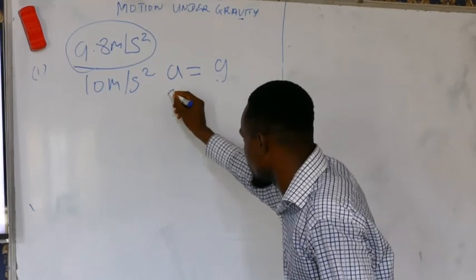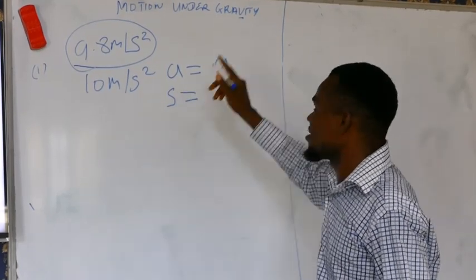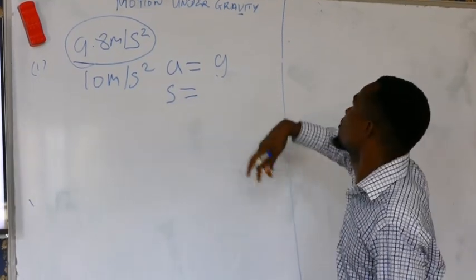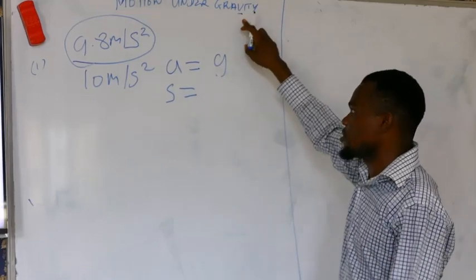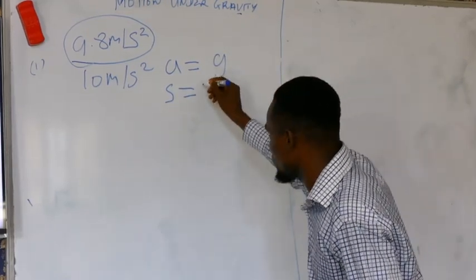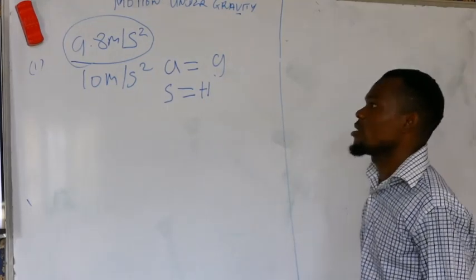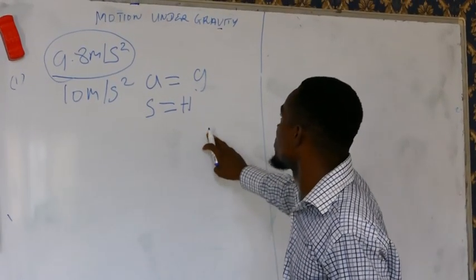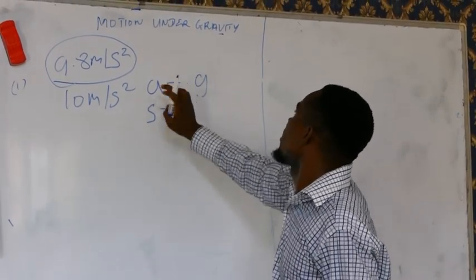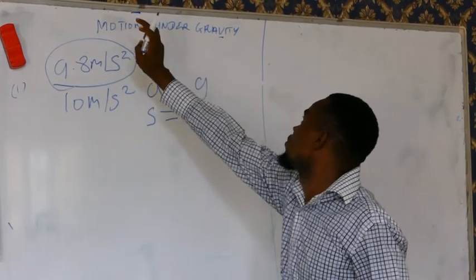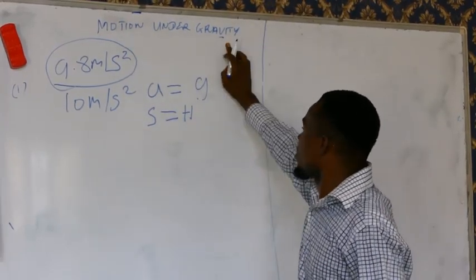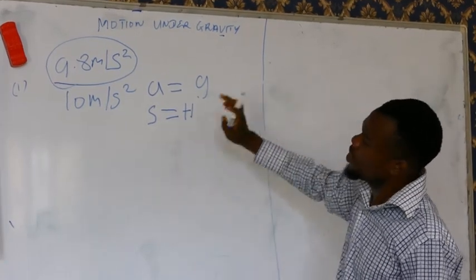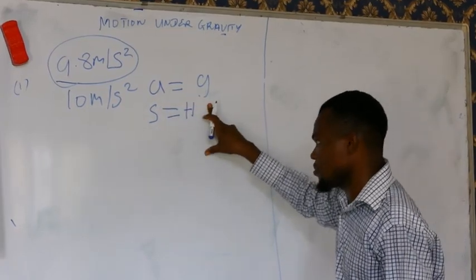Then we also have x, which is distance. In linear motion, it is a linear distance, horizontal distance. Now, since you're considering motion under gravity, you will replace it with your vertical distance, which is usually written as h, vertical distance. So these are the things you will replace in linear motion to get the equivalent of equations under gravity. Change x to h, change a to g.